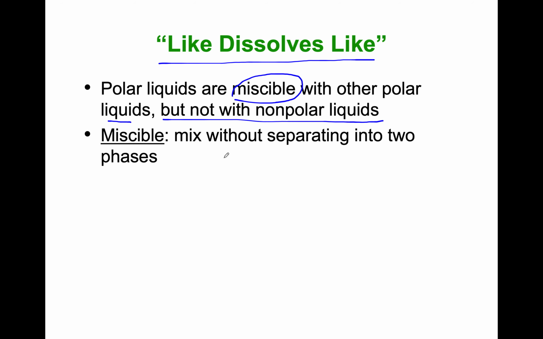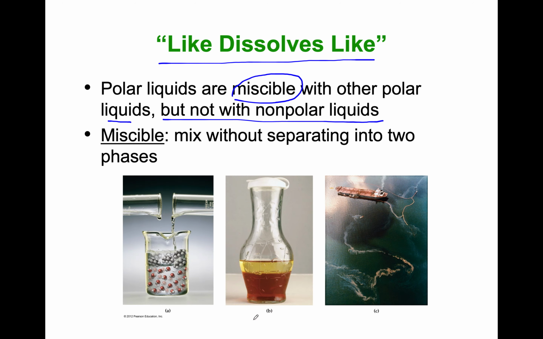Miscible means it's mixing without separating into two phases. So the salad dressing here you've seen definitely has two phases. This is nonpolar and polar water, doesn't mix. This is an oil spill in water, doesn't mix. So there's two distinct layers.